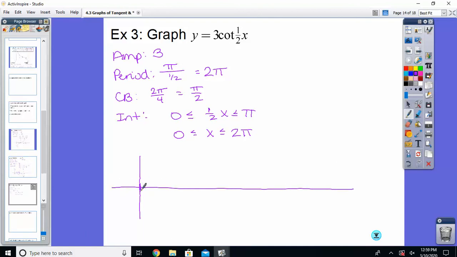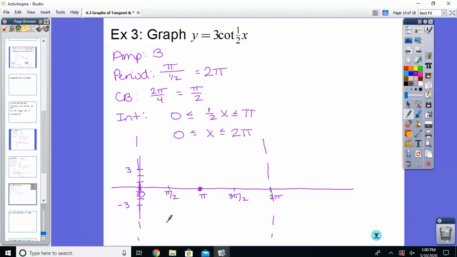So my first point's at 0. Plus pi over 2 is pi over 2. Plus pi over 2 is pi. Plus pi over 2 would be 3 pi over 2. And plus pi over 2 would be 2 pi. The amplitude is 3. Just like with tangent, we pick this interval so that we have asymptotes on both ends and a 0 in the middle.